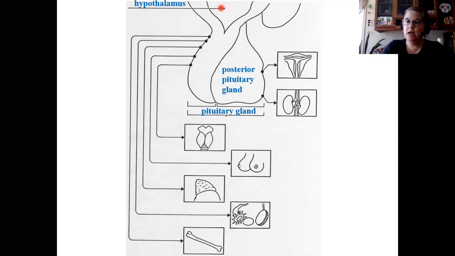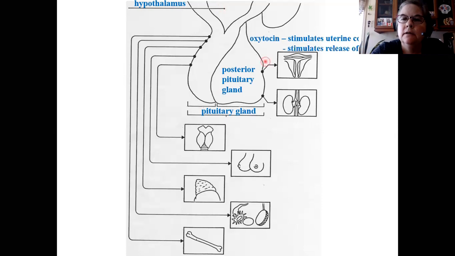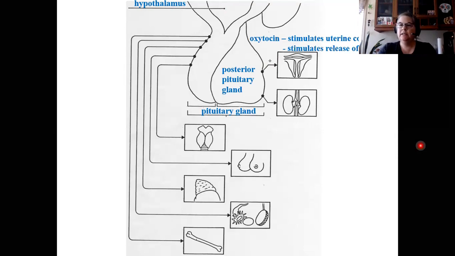We just talked about two hormones in our little diagram. Here's one hormone, which is oxytocin. The image here is a uterus, and oxytocin stimulates uterine contractions, and it also stimulates the release of milk. I don't have a picture of a mammary gland there, but oxytocin does both of those jobs because both of those structures have receptors for oxytocin.